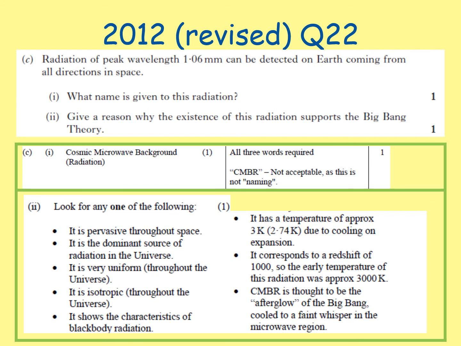It has a temperature of approximately 3 Kelvin due to the cooling on expansion. It corresponds to a redshift of 1000, so the early temperature of this radiation was approximately 3000 Kelvin. And CMBR is thought to be the afterglow of the Big Bang, cooled to a faint whisper in the microwave region.